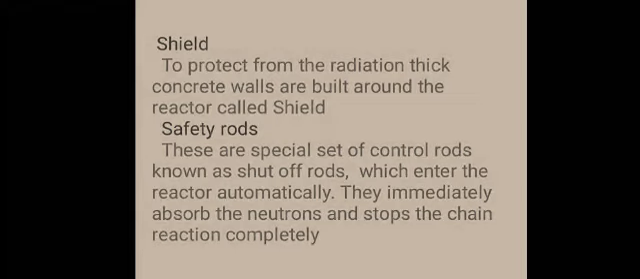What is the function of a control rod? To absorb slow neutrons, right? So here a set of control rods will be introduced into the reactor automatically. That is, it happens during emergency or accident cases. So they enter the reactor and immediately absorb all the slow neutrons. When they absorb slow neutrons, what happens? Fission cannot proceed further. The fission reaction will stop. So in order to protect against severe accidents, we use these safety rods. During emergency or accident cases, these rods will enter the reactor automatically and they will shut off, they will stop the chain reaction completely.